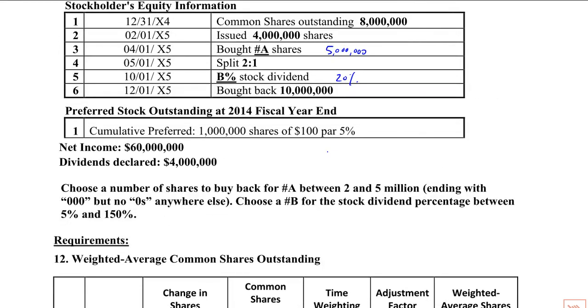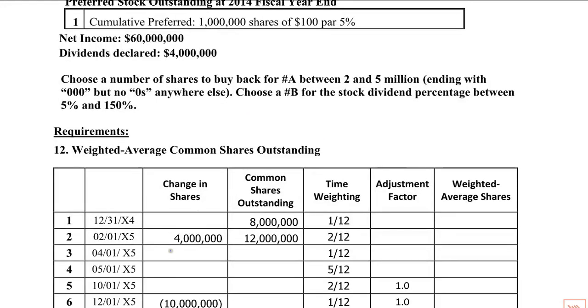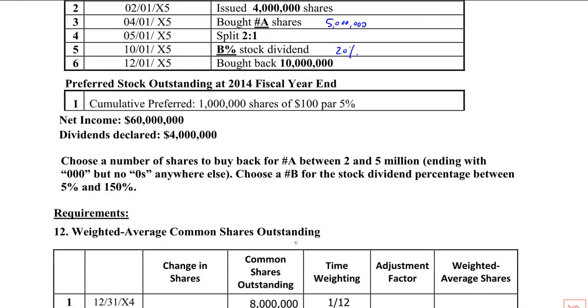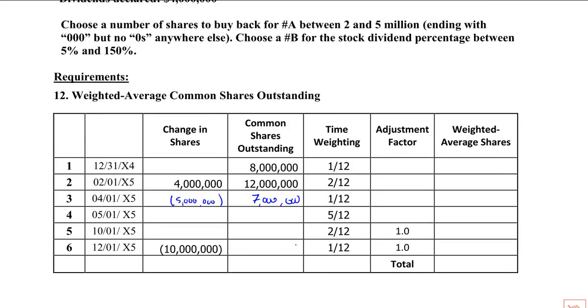And so I bought 5 million. So I'd have 7 million here. Okay. May 1st is a 2-for-1 split. So I'm just going to note that this is the split row. And here is the dividend row. 20% stock dividend here. All right, so it's a 2-for-1 split. So this is going to double the number of shares outstanding to 14 million.